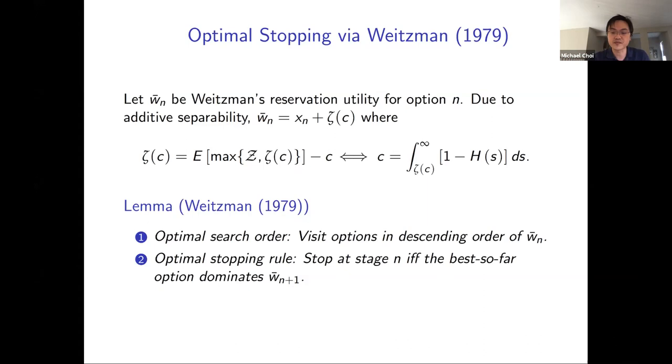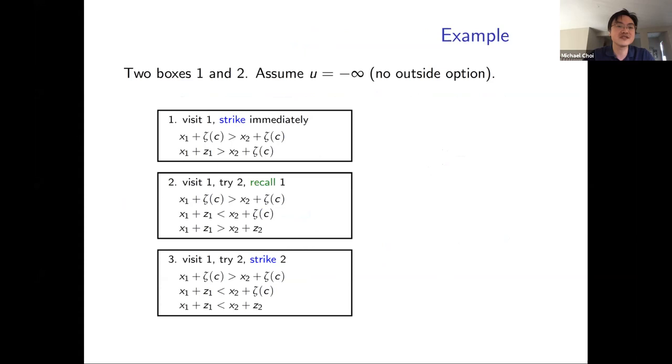Just to make the idea concrete, let's look at a very simple two boxes example. So if you have two boxes, because we rank order the known factors, you will always explore box one first. That's just normalization. So in one case, you could visit box one first, and then you find out the realized value of C1. And then you compare that with the cutoff of visiting box two. If it exceeds the cutoff, then you stop. In this case, we call it you strike box one.